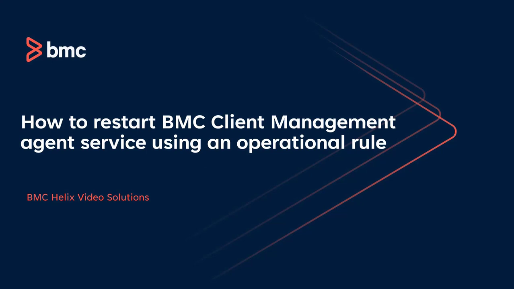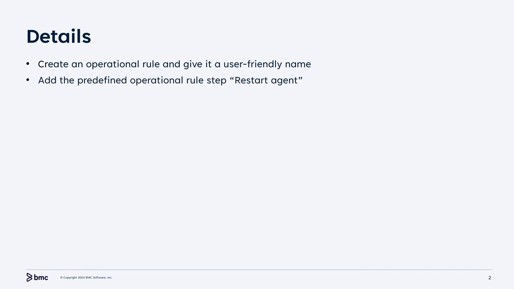Hello, in this video, we will learn how to restart the BMC Client Management Agent service using an operational rule. In order to do so, you need to create an operational rule and give it a user-friendly name. Once that is done, assign the predefined operational rule called Restart Agent to the rule and then assign the managed device of which you would like to restart the BMC Client Management Agent service.